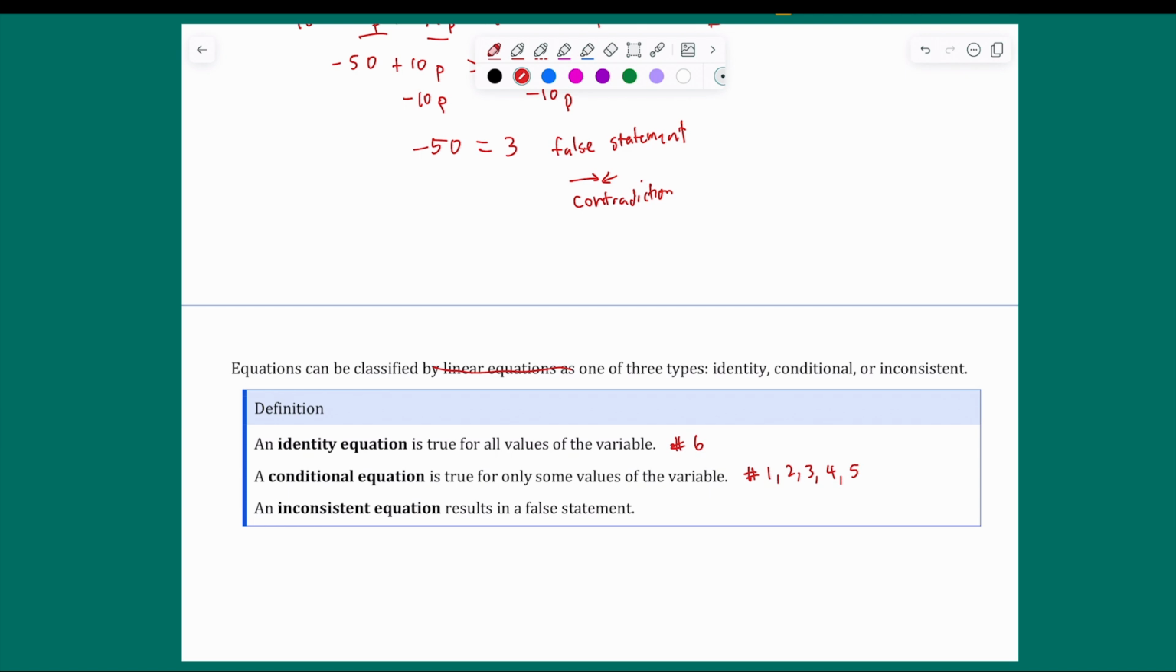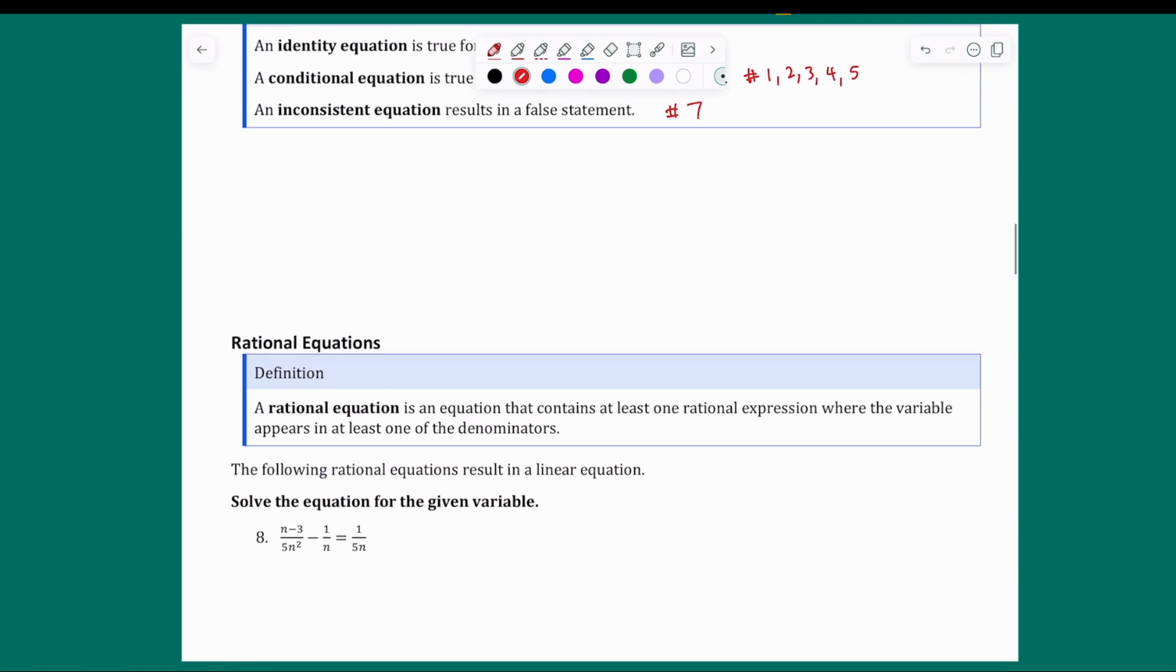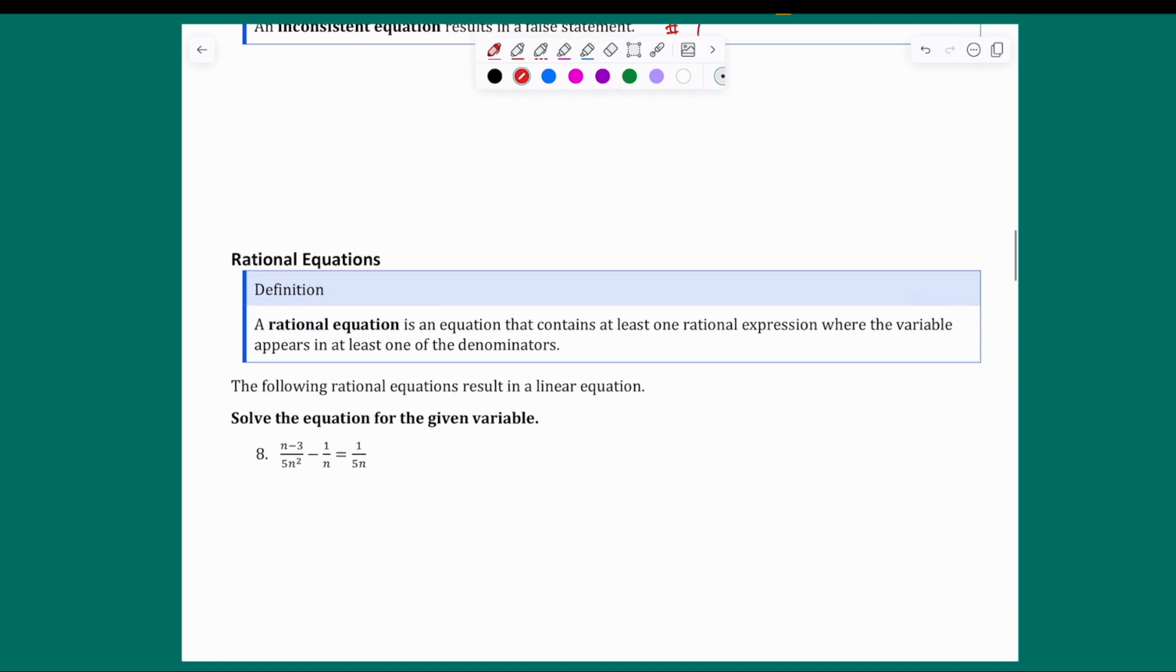And then the one that we just solved right now, which was number 7, is what we would call an inconsistent equation because it results in a false statement, a contradiction. Okay, so equations can be classified as one of those three. All right, we're going to take a look at rational equations. A lot of rational equations result in a linear equation. So a rational equation is an equation that contains at least one rational expression where the variable appears in at least one of the denominators.